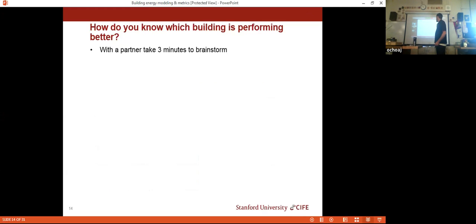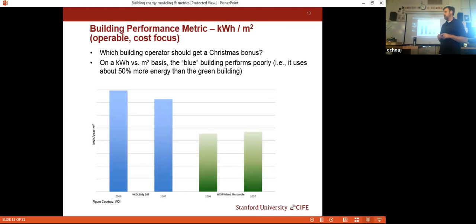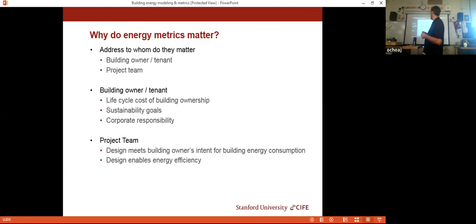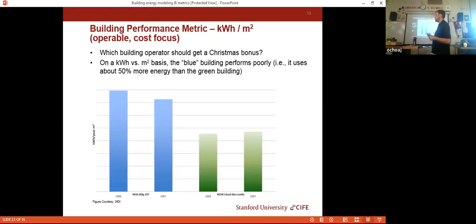First, brainstorm. Okay. So how do we know which building is performing better? If the inspection keeps passing, so if they check it each year and everything is good. Inspection. How do you know if the building is performing?